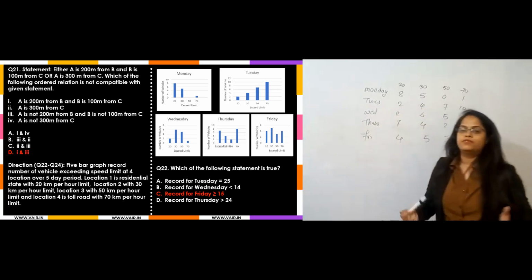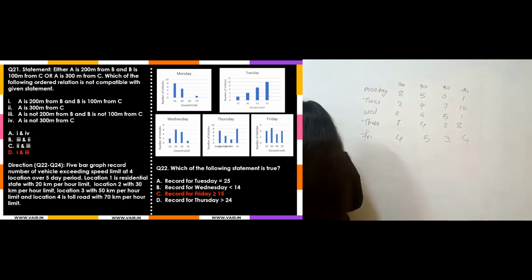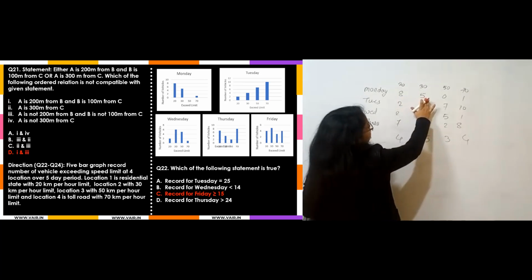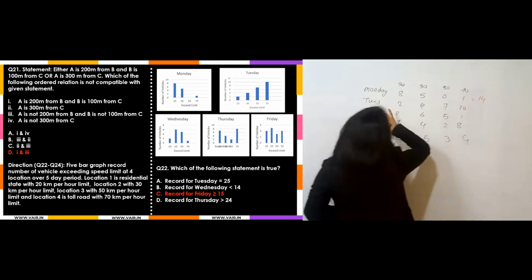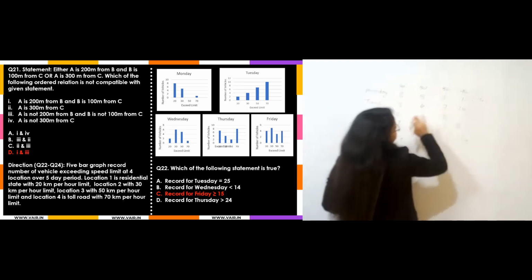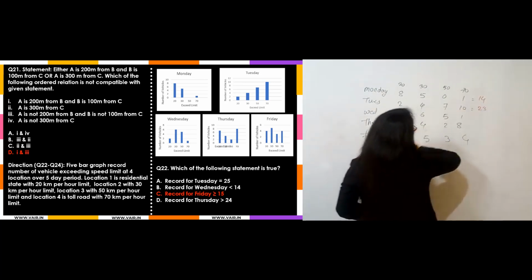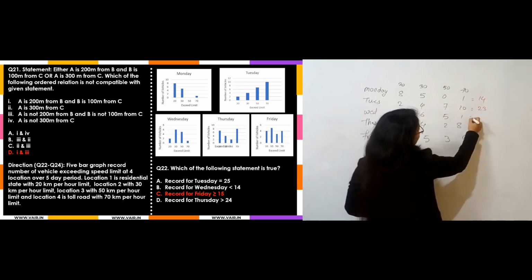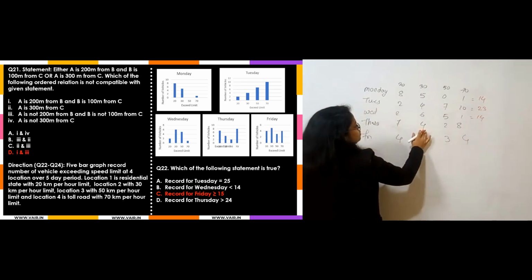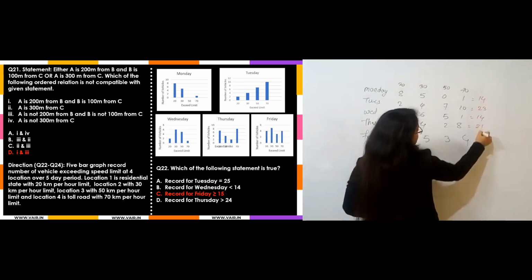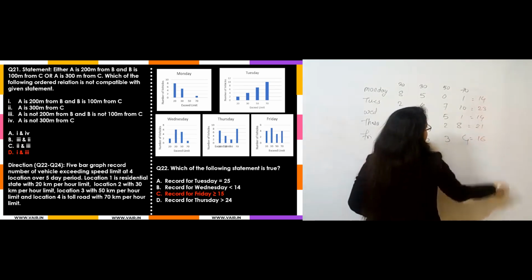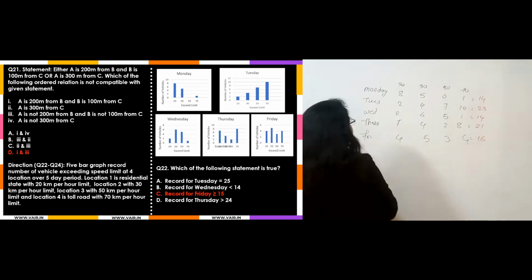Now let's find out the answers which they are saying. Which of the following statements is true? Record for Tuesday is 25. If I add all of them, for Monday it will be 8, 5, 13 plus 1, 14. For Tuesday, 4 plus 2, 6, 6 plus 7, 13, 13 plus 10, 23. Wednesday, 2 plus 6, 8, 8 plus 5, 13, plus 1, 14. Thursday, 7 plus 4, 11, 11 plus 2, 13, plus 8, 21. Friday, 4 plus 5, 9, 9 plus 3, 12, plus 4, 16.